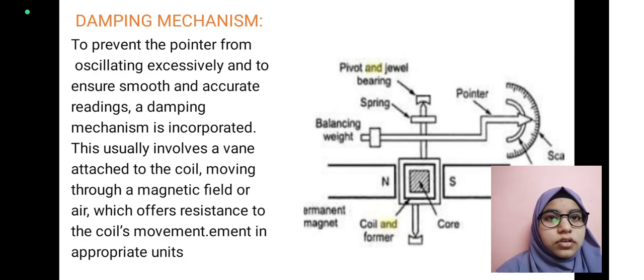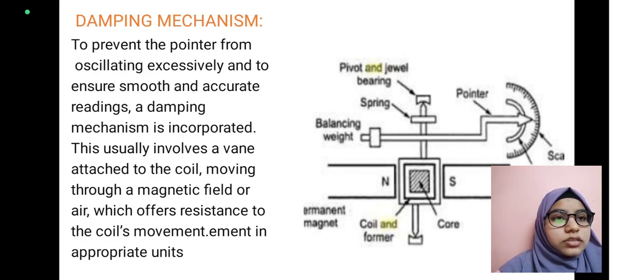Next, the damping mechanism. To prevent the pointer from oscillating excessively and to ensure smooth and accurate readings, a damping mechanism is incorporated. This usually involves a vane attached to the coil moving through a magnetic field or air, which offers resistance to the coil's movement.